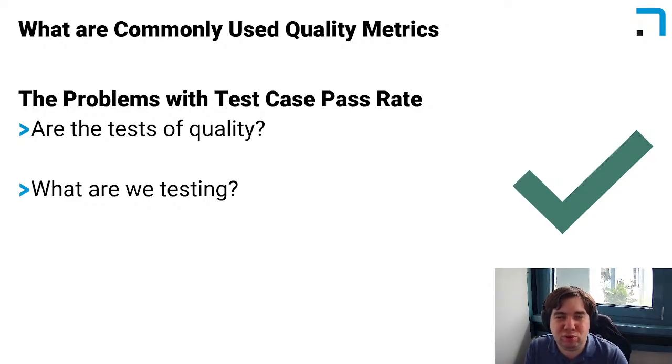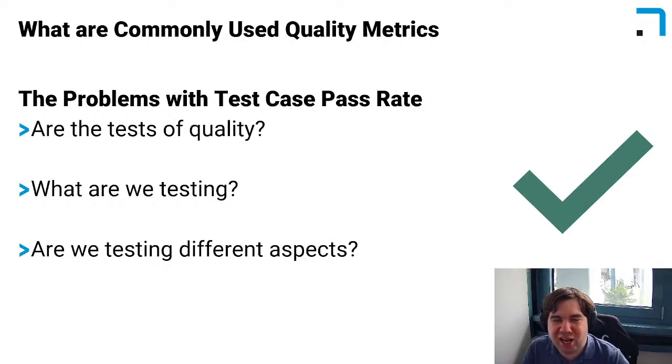Or is it testing the whole feature? This is where we can combine test case pass rate and test coverage to get some better ideas, but still keep that in mind. Because we could also be testing different aspects. If we had, for example, a 90% test case pass rate, then you could say that's pretty good.